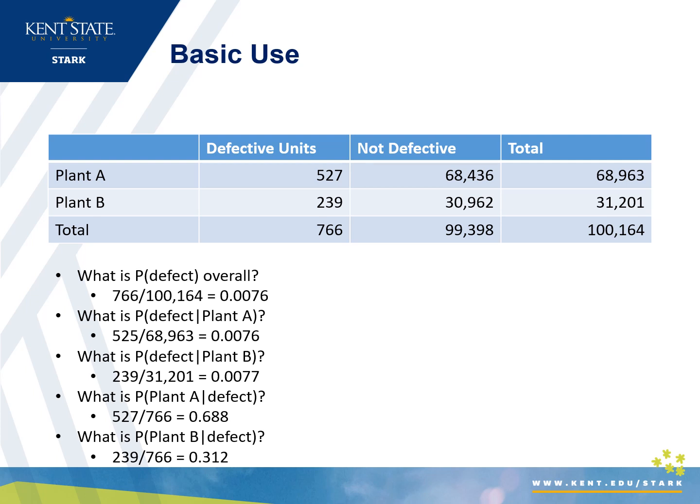Now notice here we get a very different picture. So the question of which plant has the higher defect rate is very clearly plant B. Not by much, but it's very clearly plant B. On the other hand, if we're asking the question of where do most of the defective units come from, that would be plant A. So I think we can see that there would be a practical application to this question.